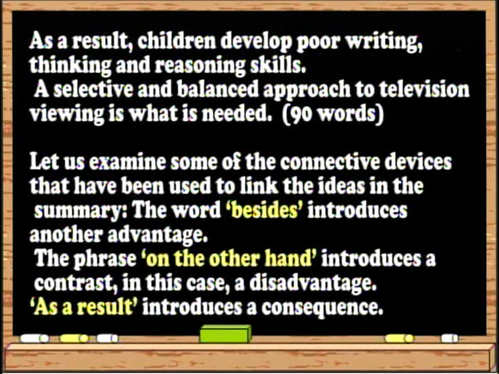So students, we have 90 words. Let us examine some of the connective devices that have been used to link the ideas in the summary. The word besides introduces another advantage. The phrase on the other hand introduces a contrast, in this case, a disadvantage. As a result, introduces a consequence.